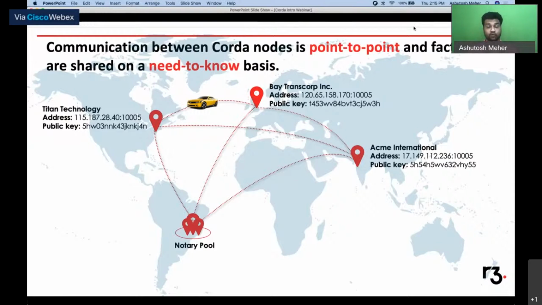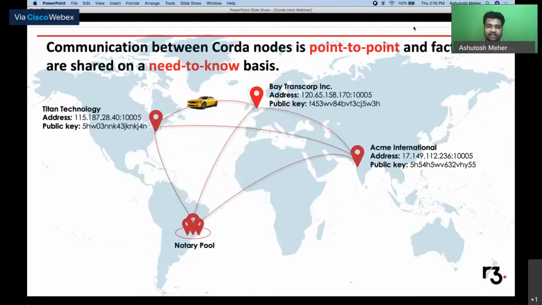Moving on, the next thing is communication, and this is where we were talking about privacy. Not everything in Corda is known to everyone. Communication between nodes is point to point, which means once you do a transaction with your counterpart, the information about that transaction is only available with you and your counterpart.